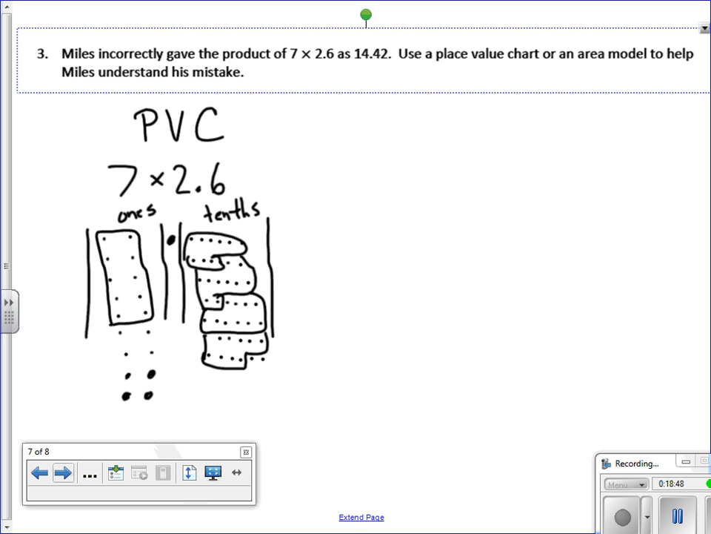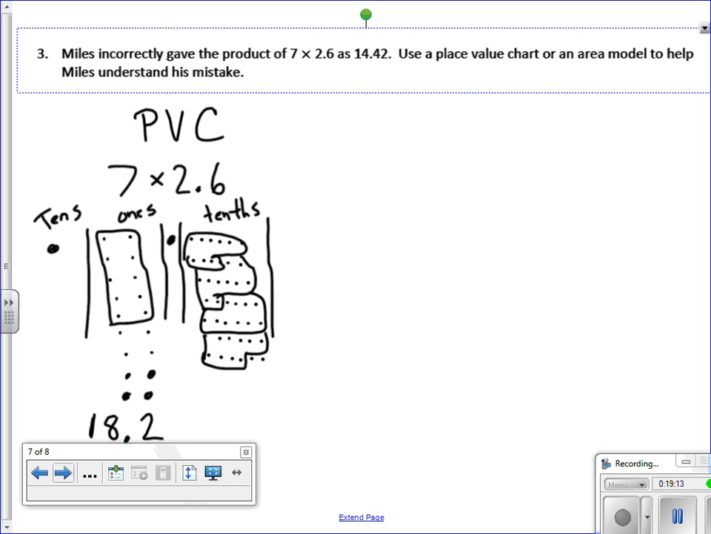Now we got to go to our tens place. 1, 2, 3, 4, 5, 6, 7, 8. We don't have enough. So we're left with 1 in the tens, 8 in the ones, a decimal point, and 2 in the tenths. So I got 18 and 2 tenths as an answer.